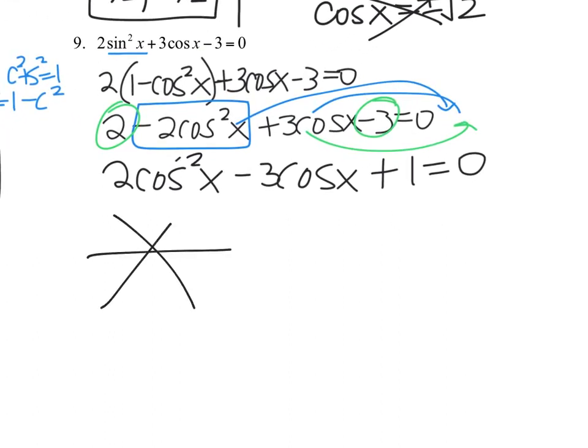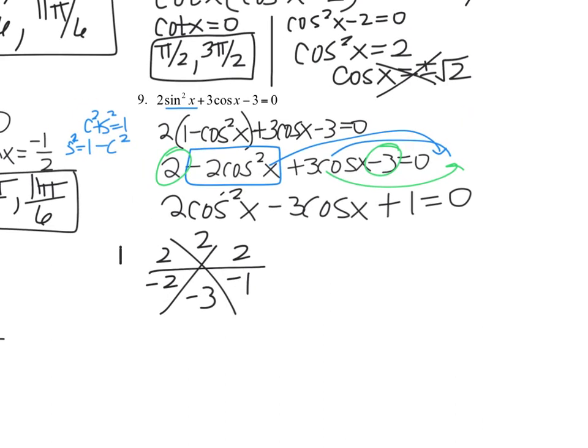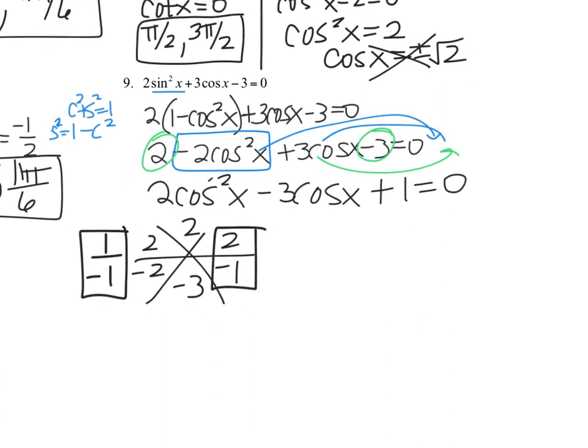Star method if you want. So we'll go 2 times 1 up top. Negative 3 on the bottom. 2 and 2. What times what's 2 adds up to negative 3? Would be a negative 2 and a negative 1. So this reduces to 1 over negative 1. And this is 2 over negative 1. If you don't use the star method, that's fine. If you use grouping, go ahead. If you can just straight factor it just by looking at it, that's cool too.